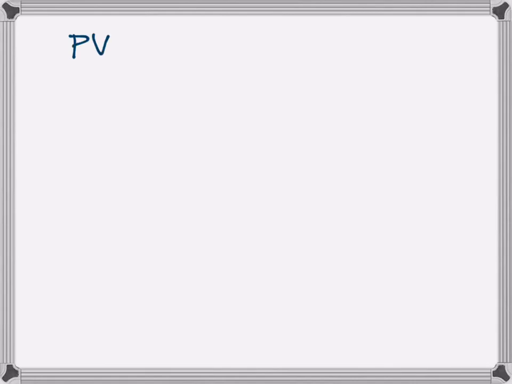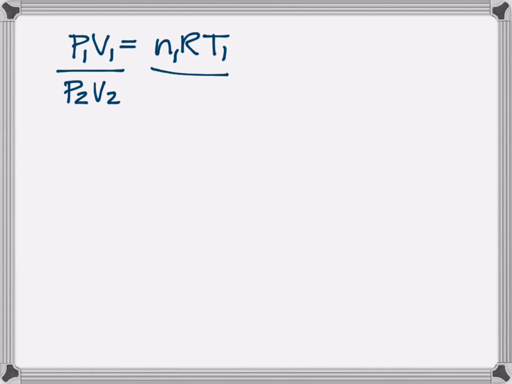So PV equals nRT. If I take that equation and divide, well, I'm going to give these subscripts. Conditions 1. I'm not going to put a subscript on R because it's a constant. It doesn't change. If I divide this by P2V2 on both sides, is it still an equality? Is it still equal? Yes, it is.